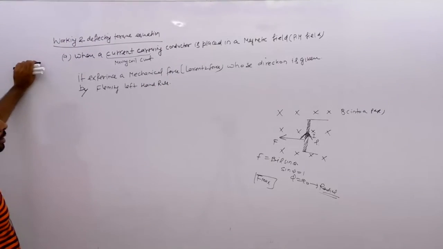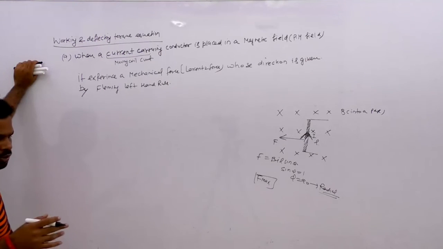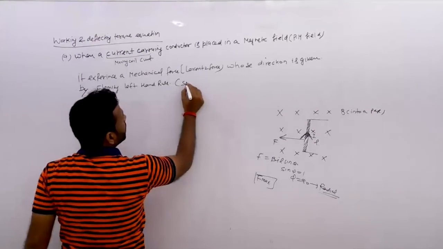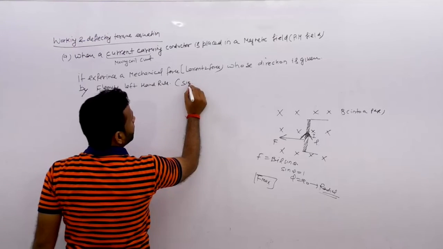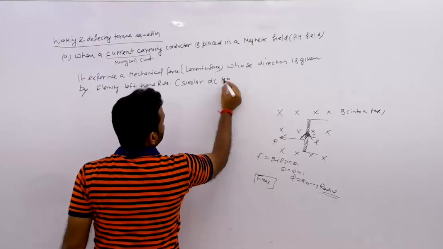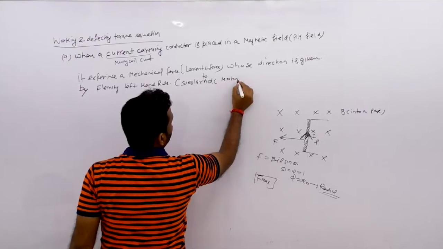But यही जो प्रिंसिपल होगा, it is DC principle. When a current carrying conductor is placed in a magnetic field, it experiences a mechanical force whose direction is given by Fleming left hand rule. It is the working principle of all DC motors. It is similar to what? Similar to DC motor principle.